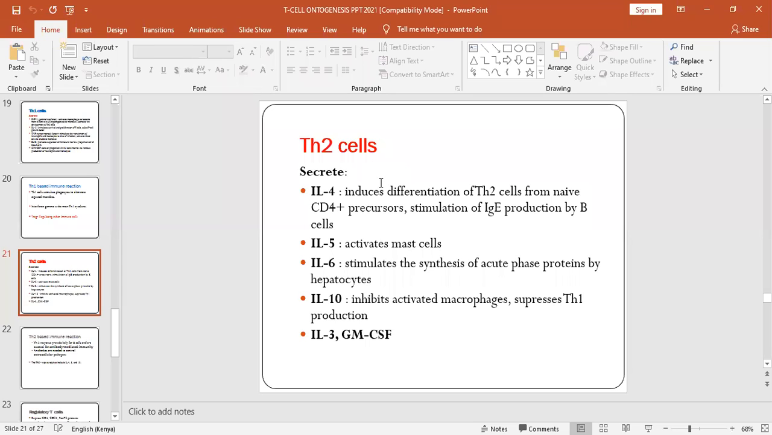Other additional cytokines that can be produced by T helper type 2, we have interleukin 3, which is also produced by T helper type 1 as well, and also the granulocyte monocyte colony stimulating factor, which we have mentioned earlier on.